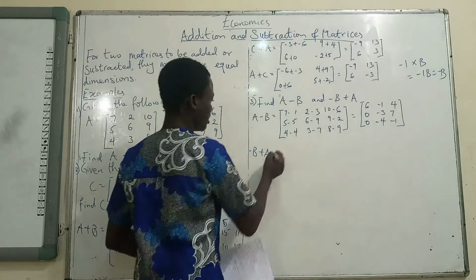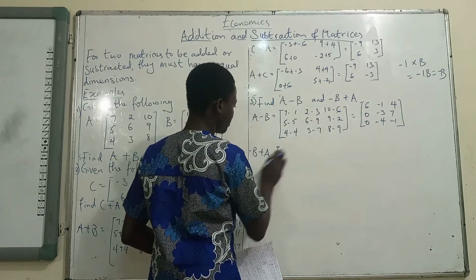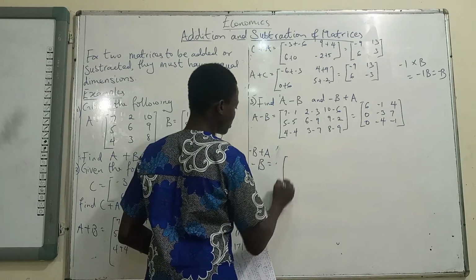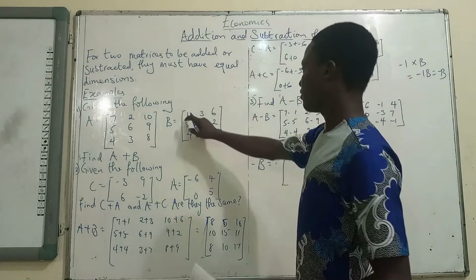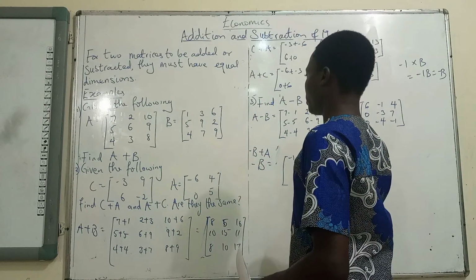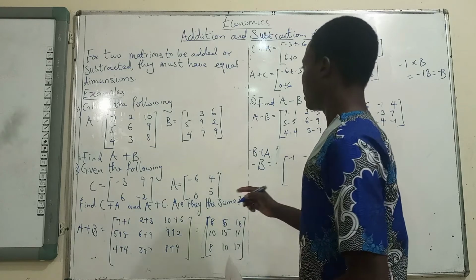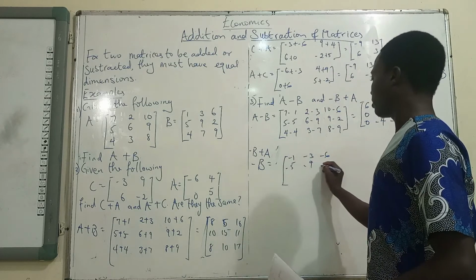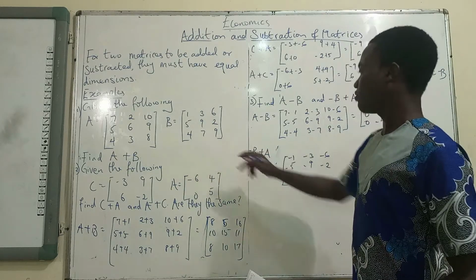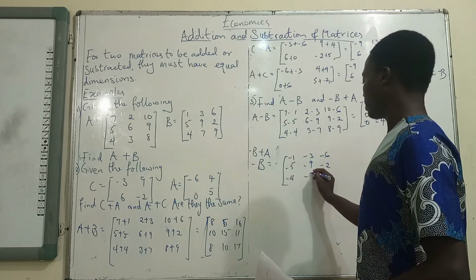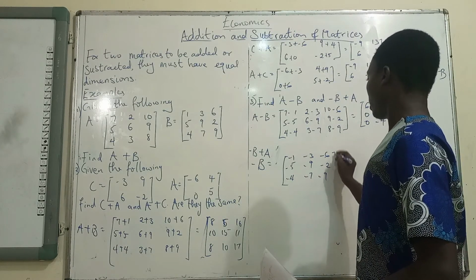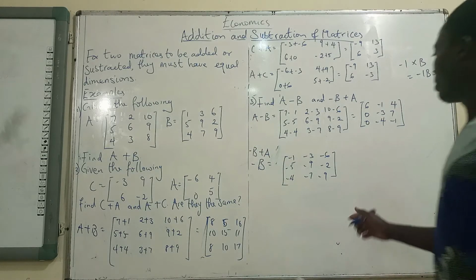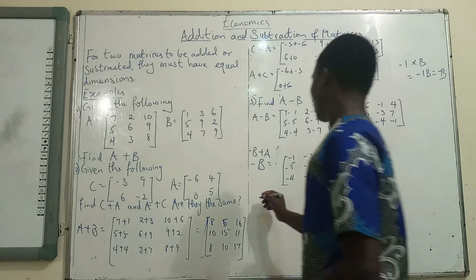So let's write minus b first. When you multiply the whole thing by minus 1, you have minus 1, minus 3, minus 6, then minus 5, minus 9, minus 2, then minus 4, minus 7, then minus 9. Alright, so we now add this plus a, and I'll also write a again. So minus b plus a.